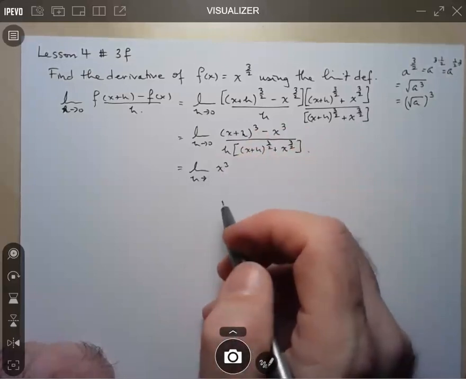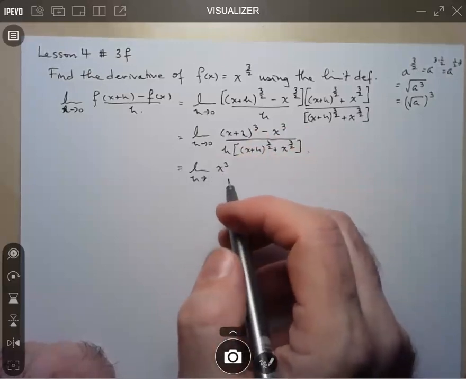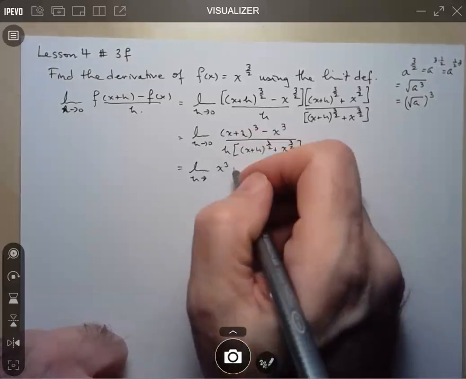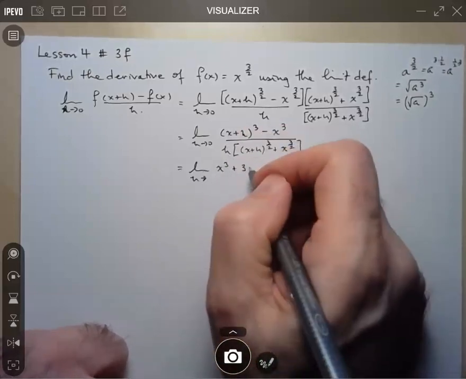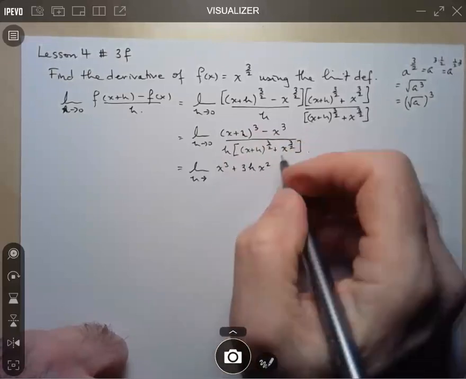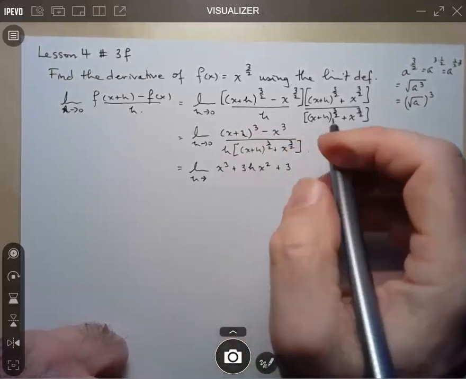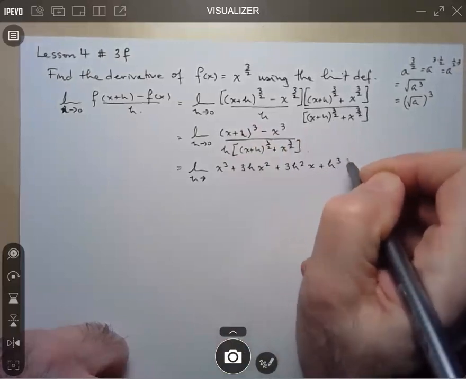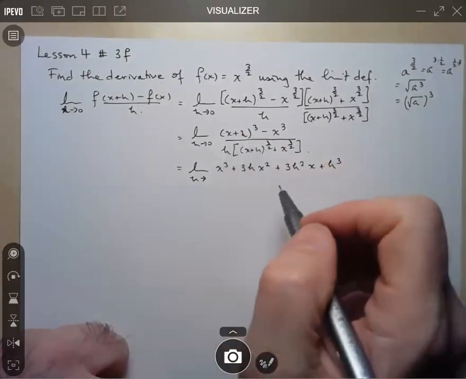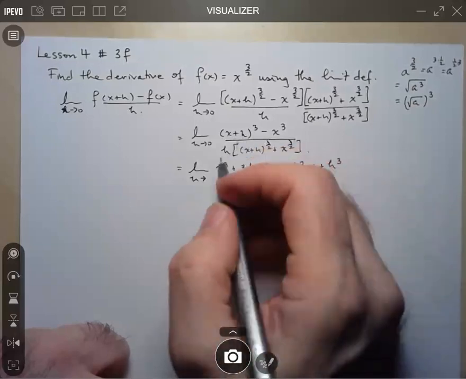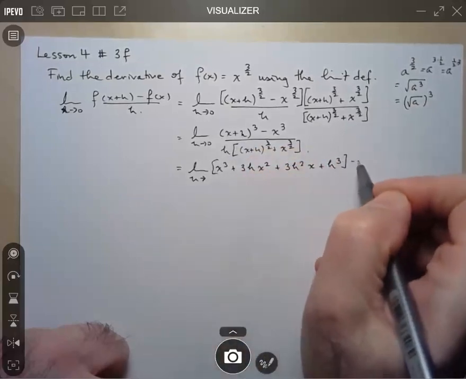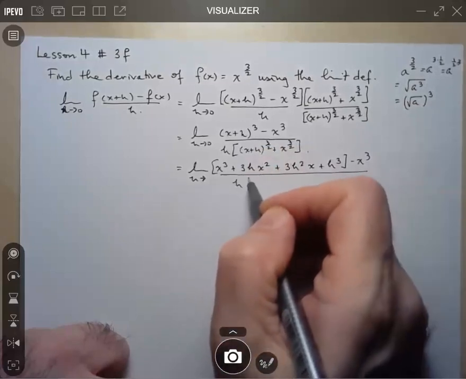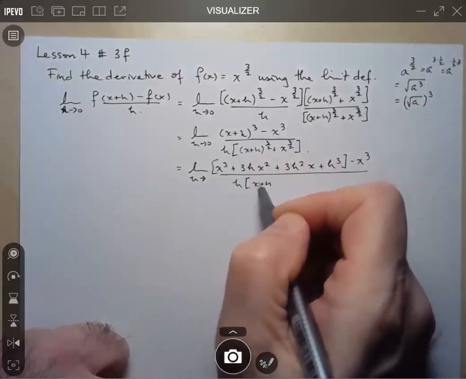Okay, so here we're going to have x cubed plus 3hx squared plus 3h squared x plus h cubed. If you were to multiply x plus h times x plus h times x plus h, you would get this, and then here minus the x cubed all over h times this expression.